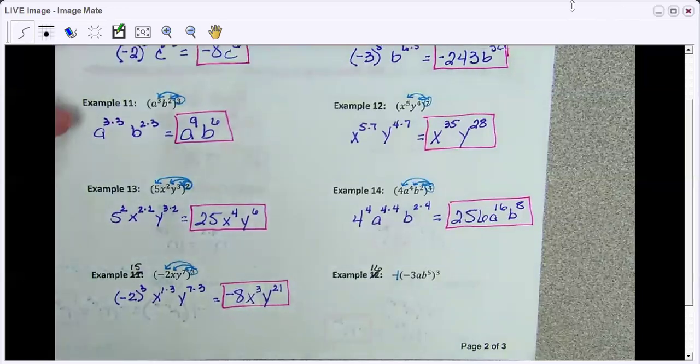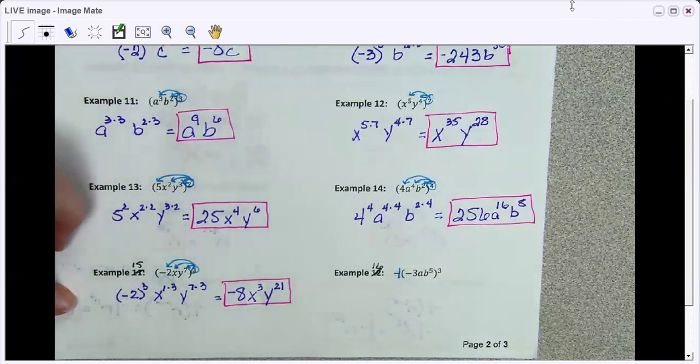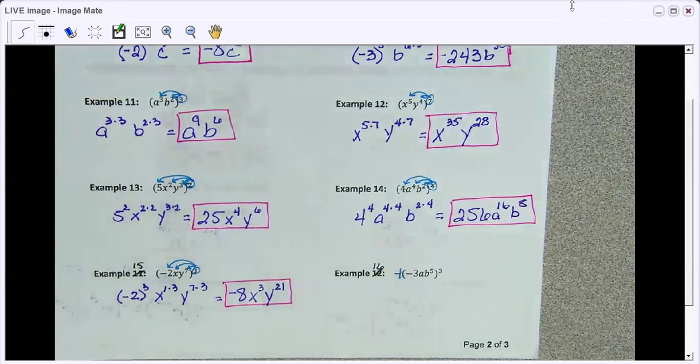Okay, go ahead and check 11, 12, 14, and 15. Make sure your answers are correct. And if you need to pause the video to check them, go ahead and do that right now. But I'm going to move on to example 16.